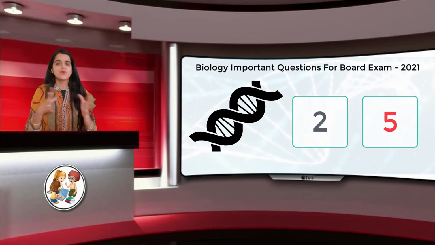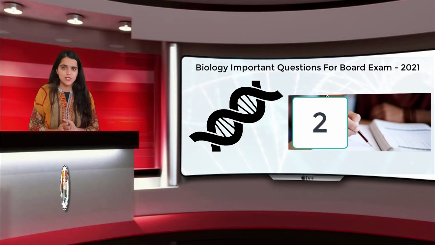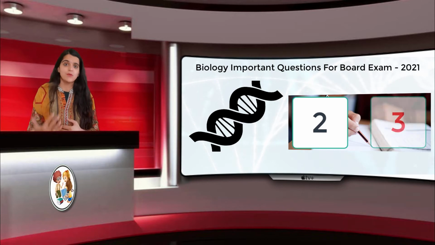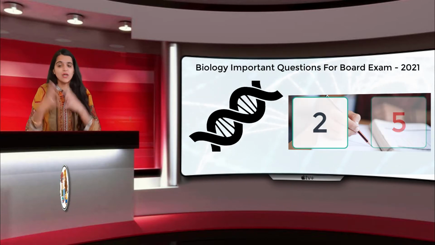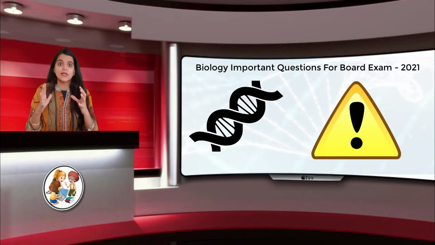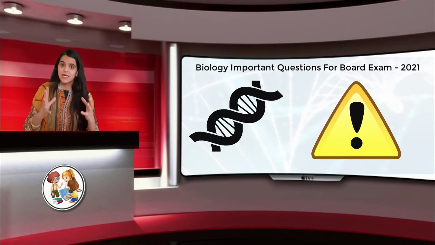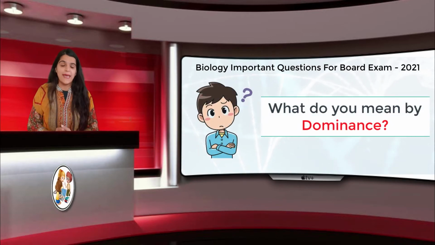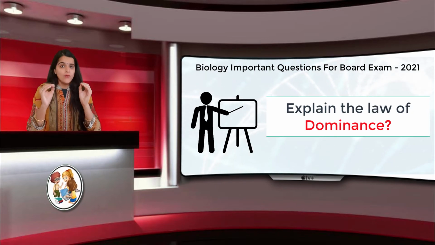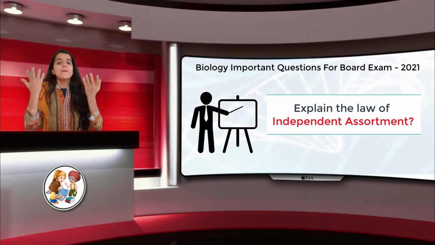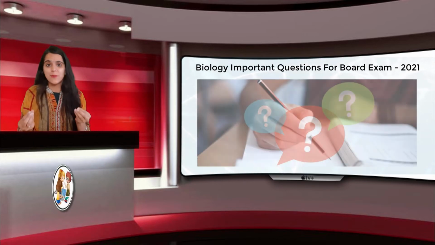If I talk about the previous 5 years' papers, we always get a question of 2 marks from this chapter, and also sometimes 3 marks and 5 marks. Definitely we will get one question from this. Now let's come to what is important in this chapter. You will mostly get a question on what do you mean by dominance. Explain the law of dominance. Explain the law of independent assortment. Why did Mendel choose the pea plant? These are some basic questions which always come in the exam.